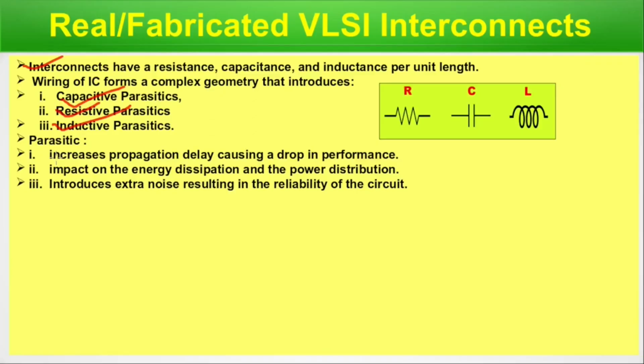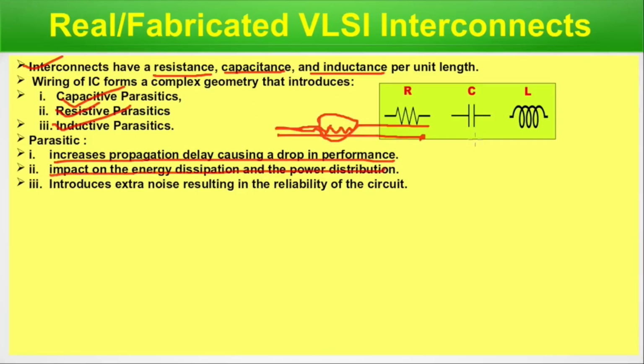Layers of metal are separated by a dielectric layer, and the current value is really low. When we consider the dimension of the geometry, current flowing in two nearby conductors impacts each other. What does parasitic do? Increases propagation delay, causing a drop in performance. Impact on energy dissipation and power distribution.